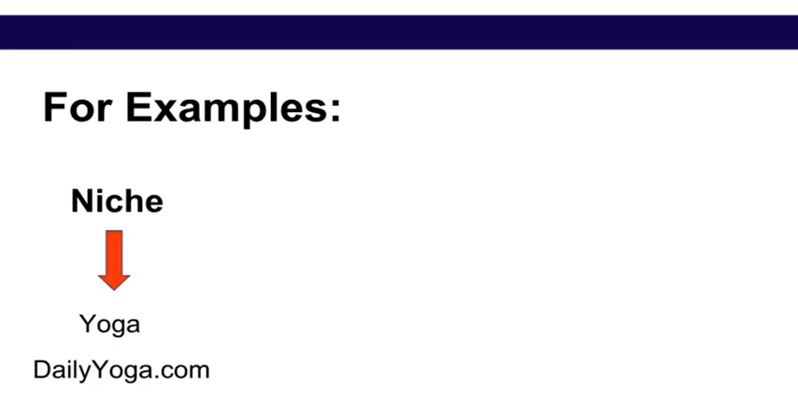For example, if your niche is yoga, then you can go with dailyyoga.com. It's fine to book the domain name dailyyoga.com because yoga itself is a very broad niche. So if you go with dailyyoga.com, it's totally fine. It's a good domain name.